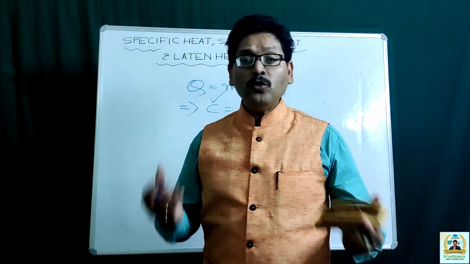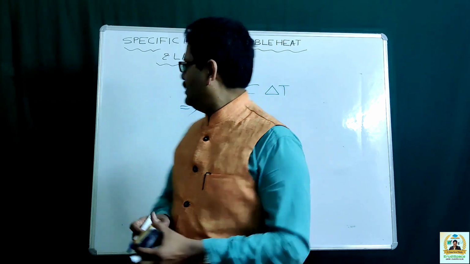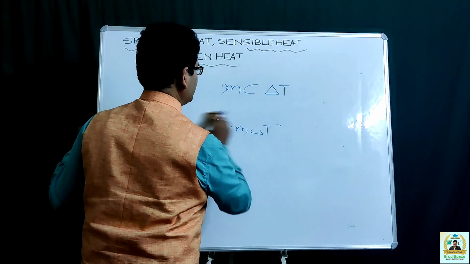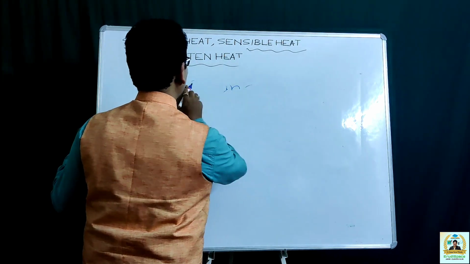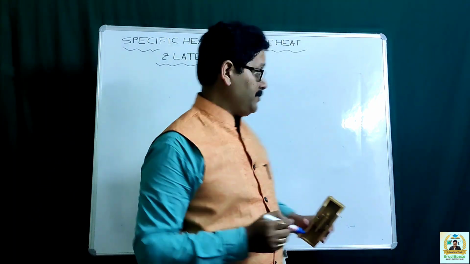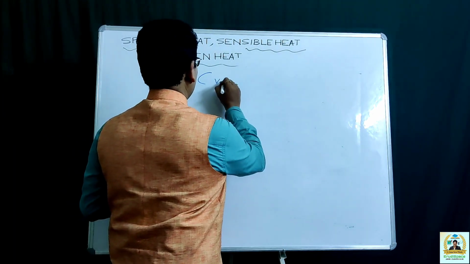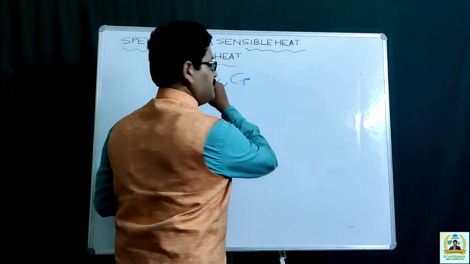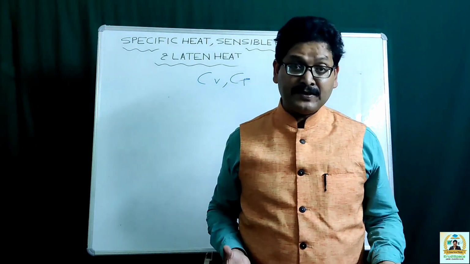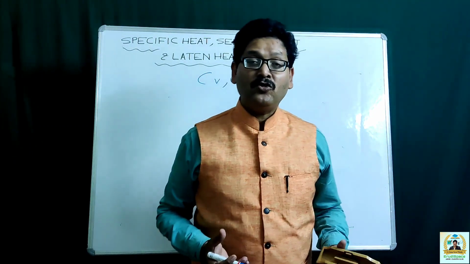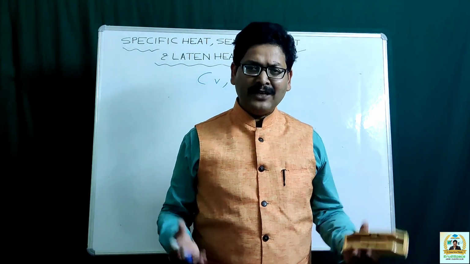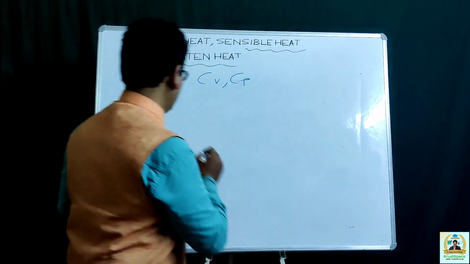But we do use two specific heats when it comes to gases, and these are known as specific heat at constant volume and specific heat at constant pressure, CV and CP. Why do we require two specific heats? For that, we must understand the fundamental difference existing between solids, liquids and gases.